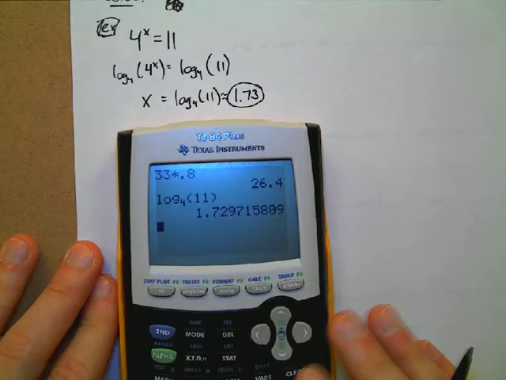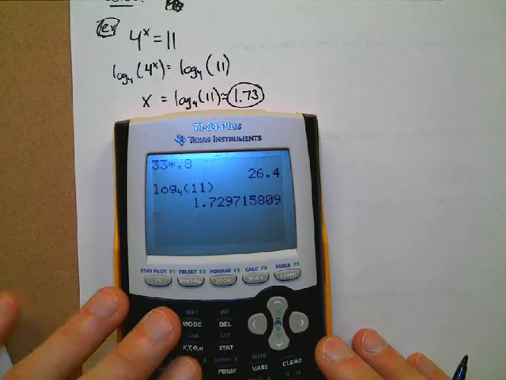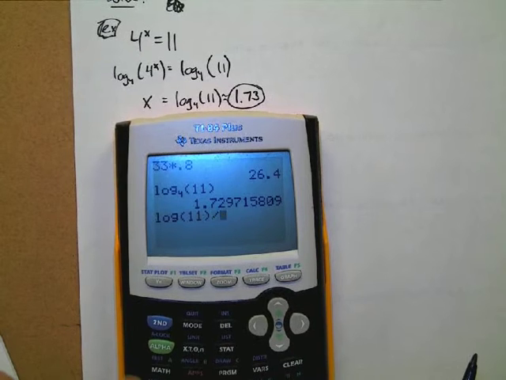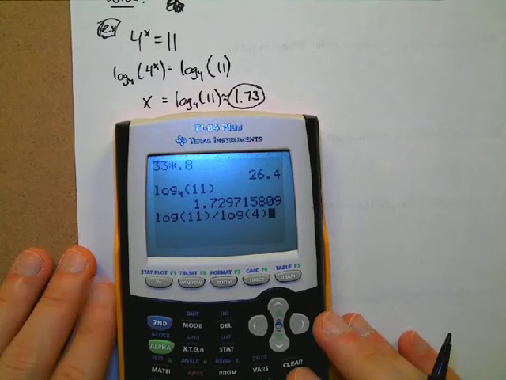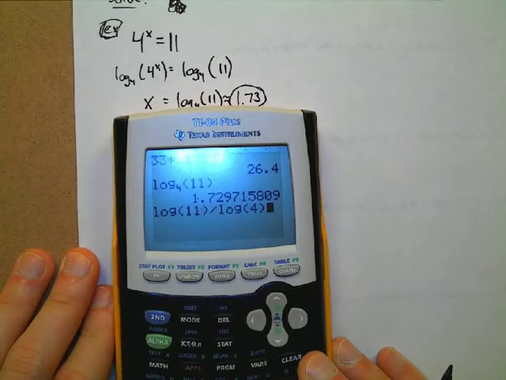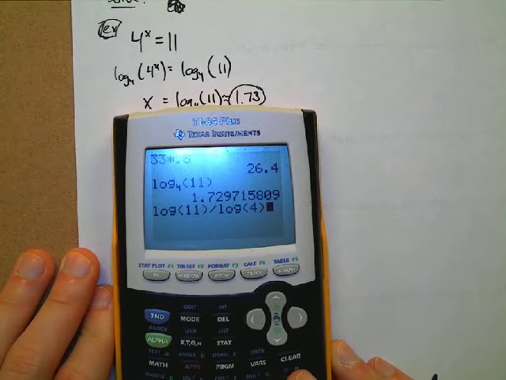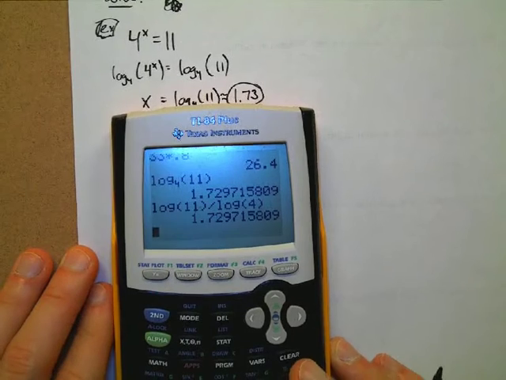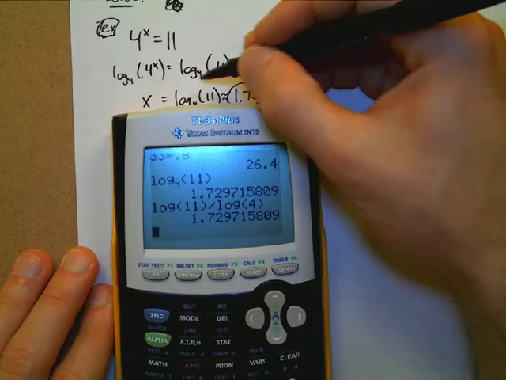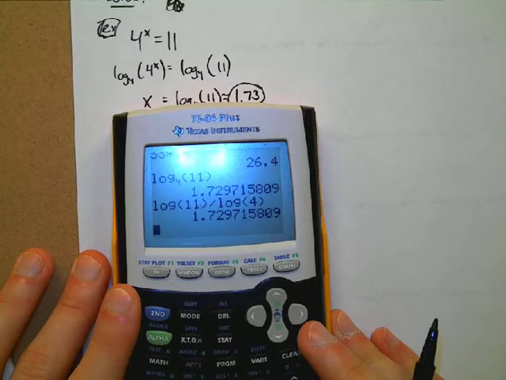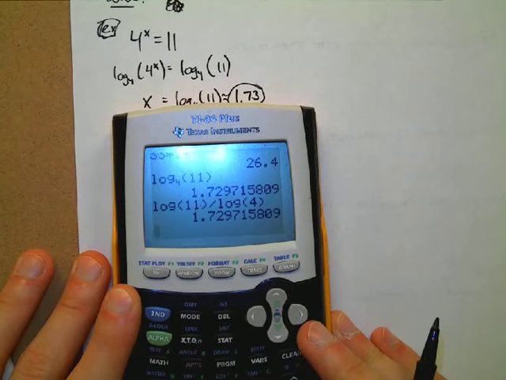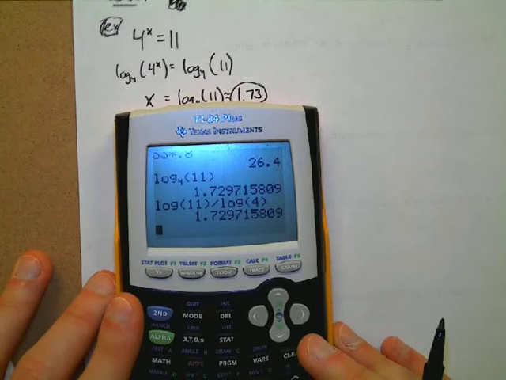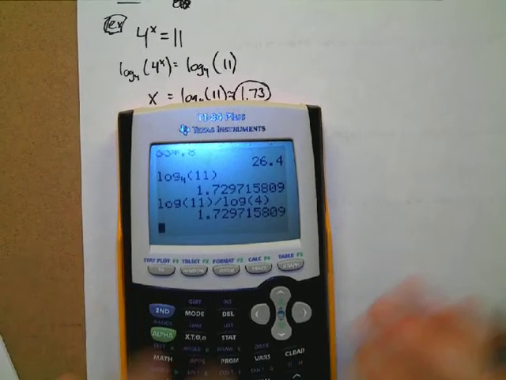For those of you that don't have the math print, remember you want to type in log of 11 divided by log of 4, just like that, and then there's the same answer, right? So you take log of the big number divided by log of the base, and you get your answer that way too, if you don't have that log base command in your calculator. So there's that. Questions so far?